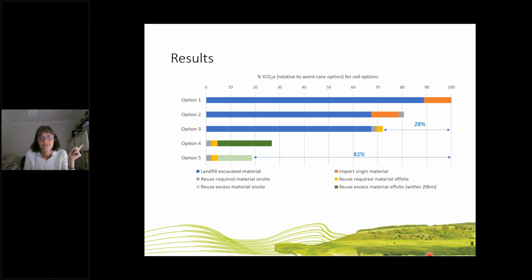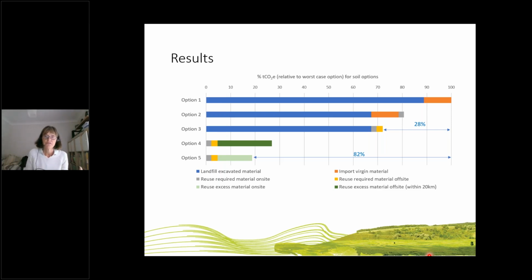We need to get that down. We need to reuse that somewhere. Option 4 was reusing it somewhere else, and option 5 was trying to use all of it on site. Now there might be a happy medium in this, but it makes you think about, hang on a minute, we can make some big savings here.